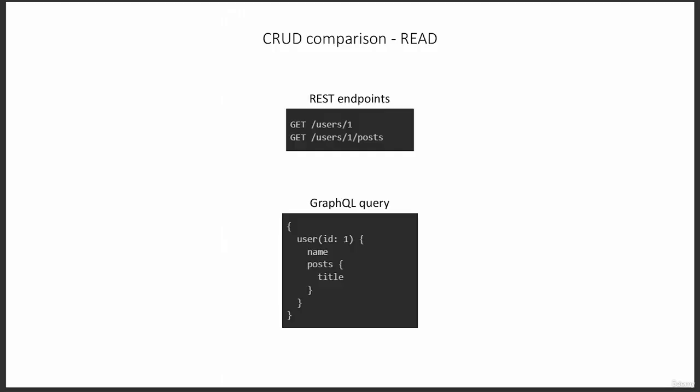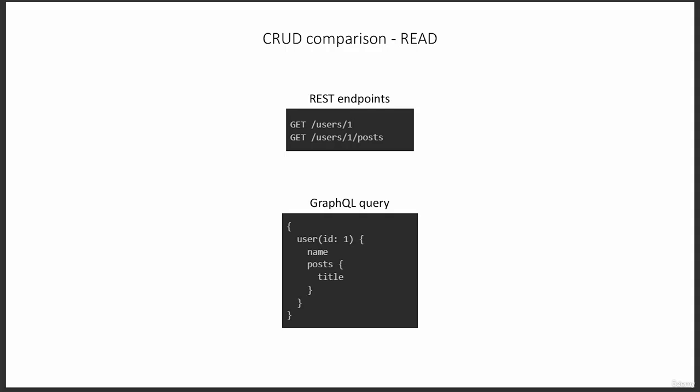Let's start now with the most basic operation, reading data. In REST, if we want to fetch a user and their posts, we usually need to make multiple HTTP requests. For example, one request to /users/one and another to /users/one/posts. Each request returns a predefined structure and often includes more data than we actually need.